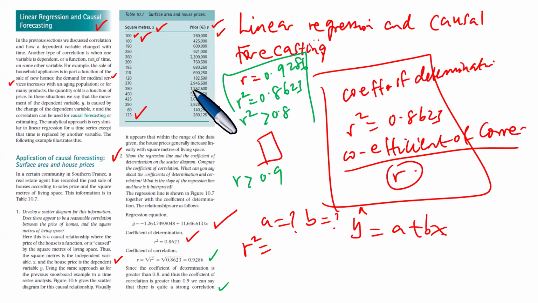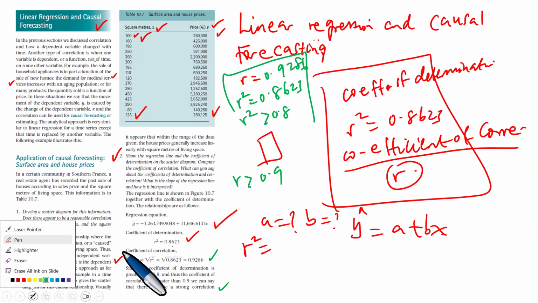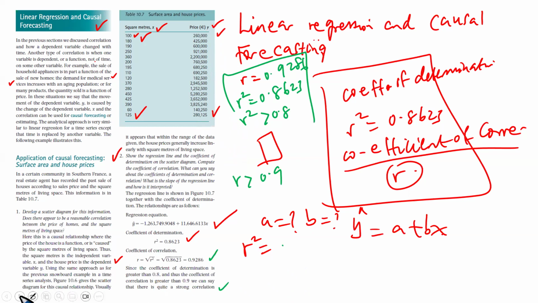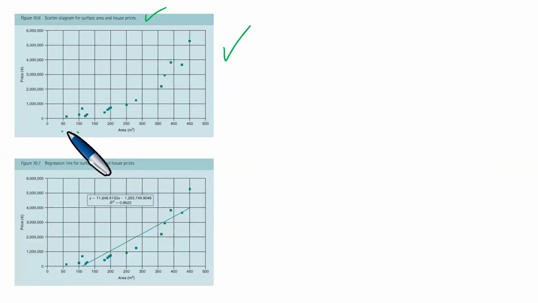This one is like 2,945,500 euros. And obviously you have those larger values there: 2.9 million, there's also 5.2 million, 3.6 million, 3.8. But now you can really see something: as the area increases, the prices increase. Let's look at the regression.